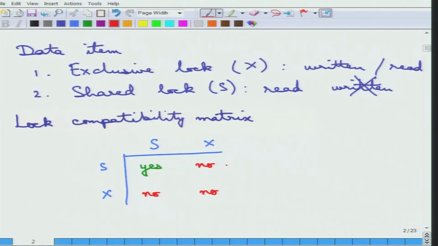Now this should be very intuitive. This is essentially to guard against conflicts with writes. If there are two transactions that both want to write to the same thing, that is, both of them want the X lock, they cannot both get it.